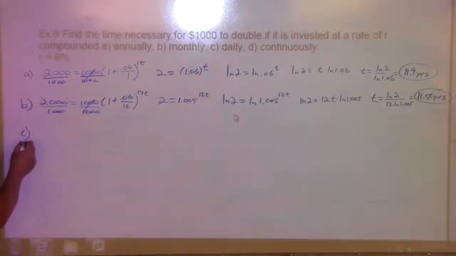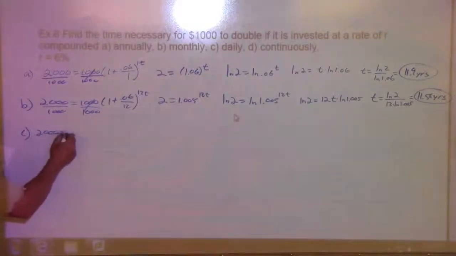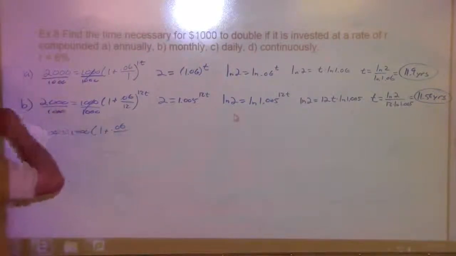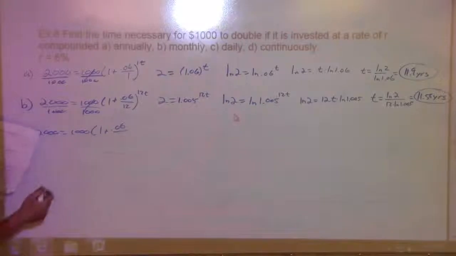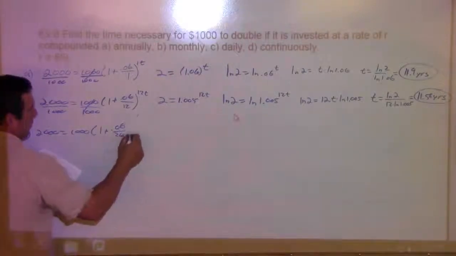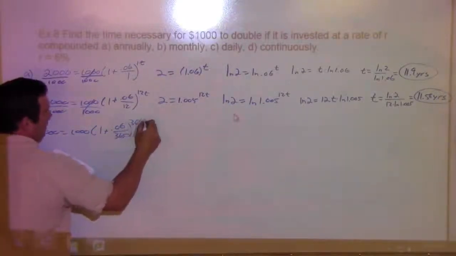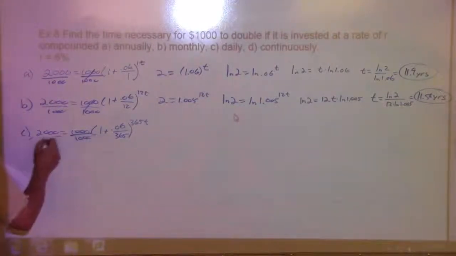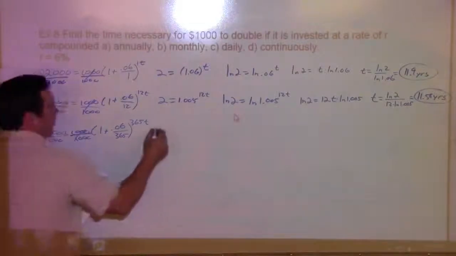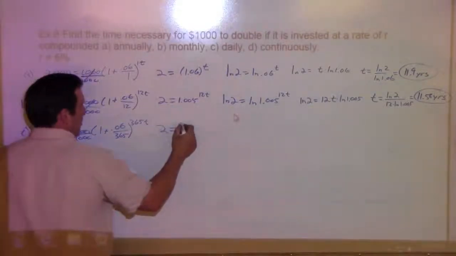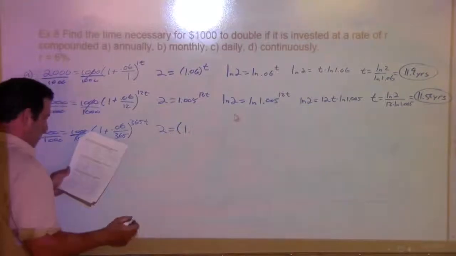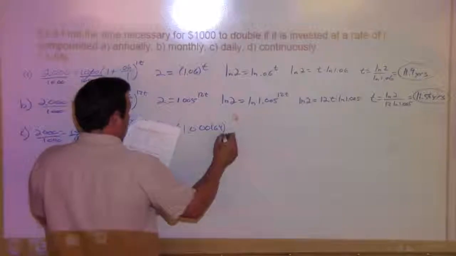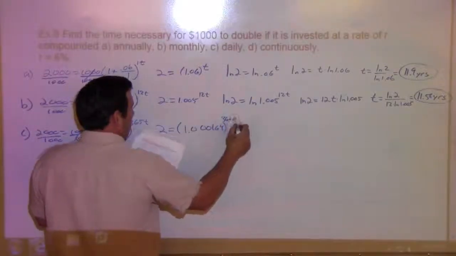Now let's go to daily. 2,000 is 1,000 times 1 plus 0.06 over, should I do 365? Yeah. The banker rule said it'd be 360, but we'll go 365 just to not have to teach that concept. So 2 equals 1.000164 to the 365t.